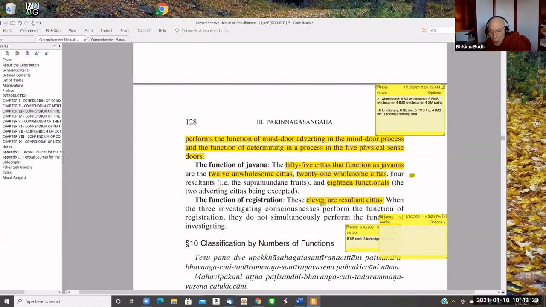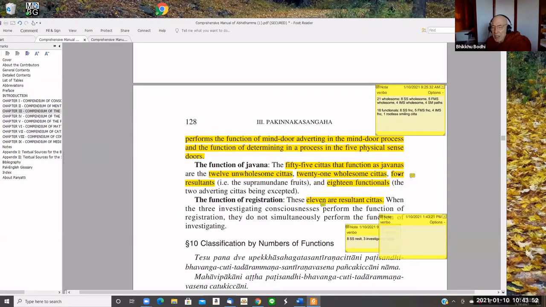And then this, oh, I almost skipped over this. This might be a little puzzling. You see, normally the resultants don't occur in the javana phase, but there's one exception, and that is with the attainment of the four supramundane paths, the fruits occur in the javana phase after the path attainment.